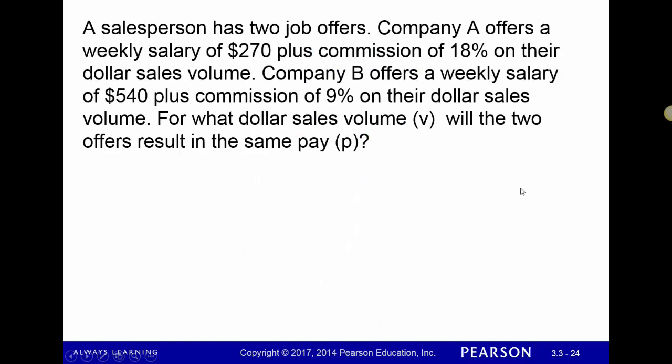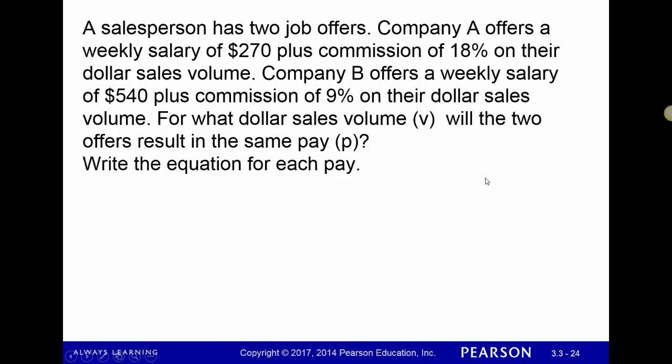A salesperson has 2 job offers. Company A offers a salary of $270 plus 18% commission on the sales volume, and Company B offers a weekly salary more, but the sales commission is lower. For what dollar sales volume V will the 2 offers result in the same pay?